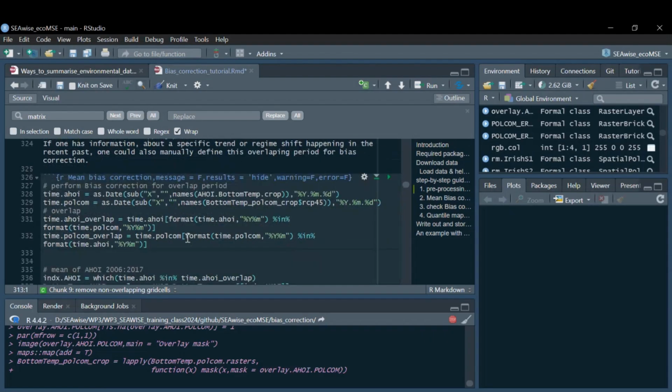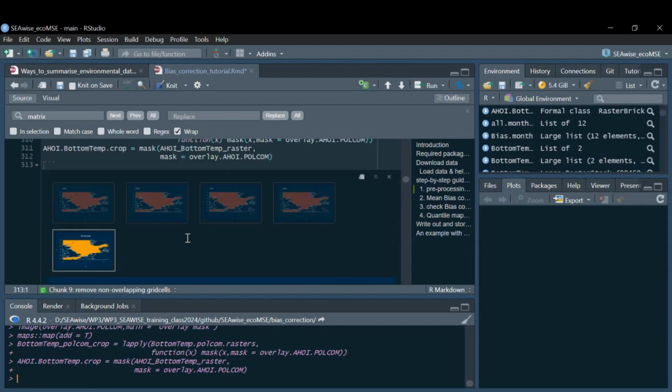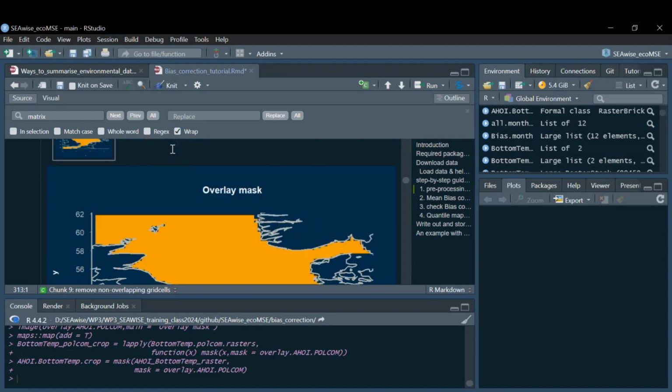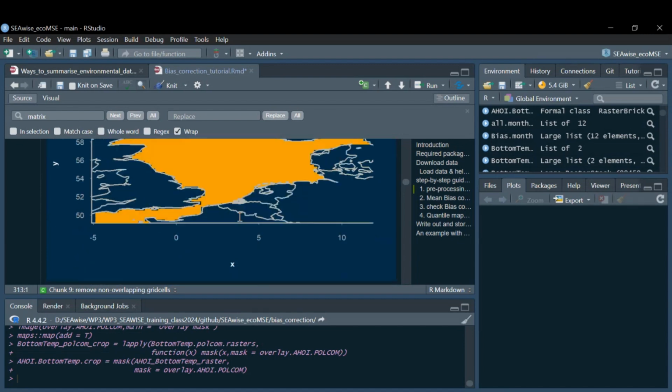So when we have done this, here it looks like this. And here in green, there are some points on the coast of Germany and Denmark, which are available in the Ahoy dataset, but not in Polcom's AirSam, and others are available in Polcom's AirSam, but not in Ahoy. So you just crop it to have everything represented.